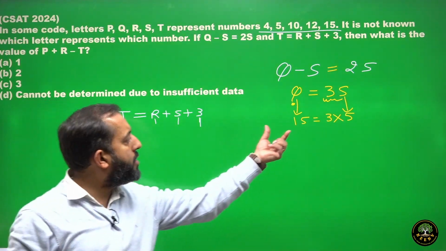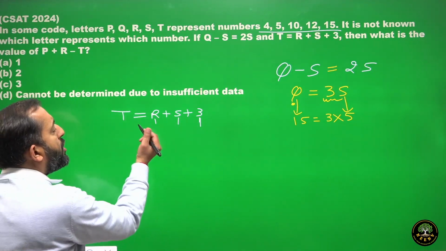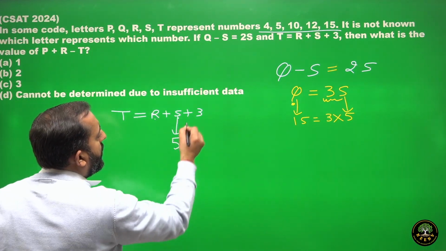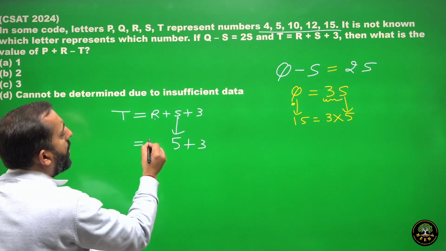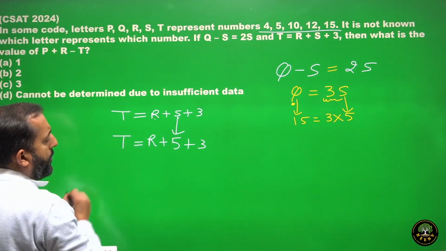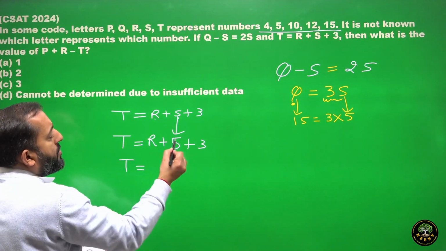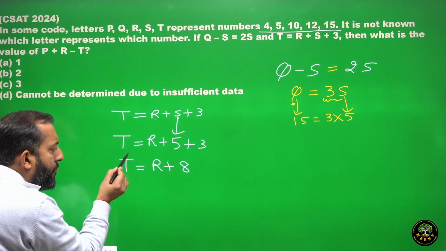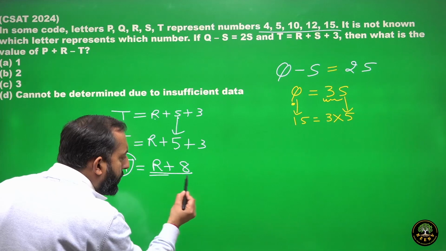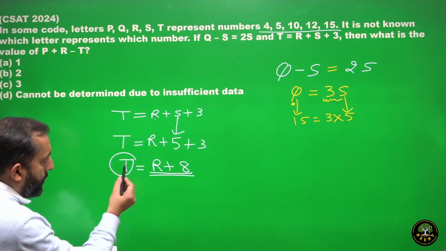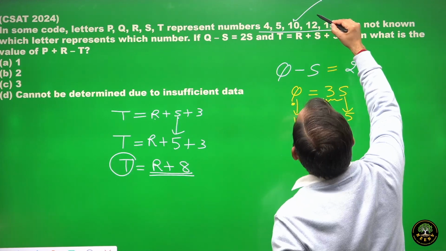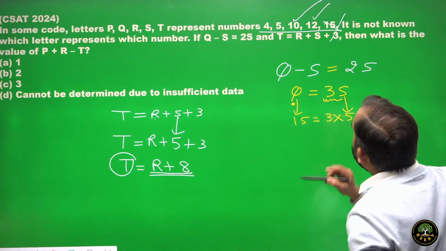We are left with this possibility now. According to this possibility, S is 5. This 3 is already there. Now from this equation, it becomes T is equal to R plus 8. So the value of T should be more than 8. So we have 10 and 12 as values here.